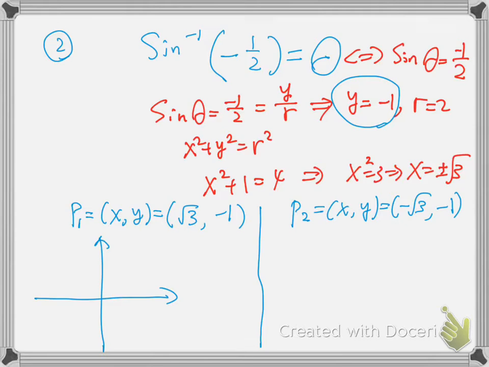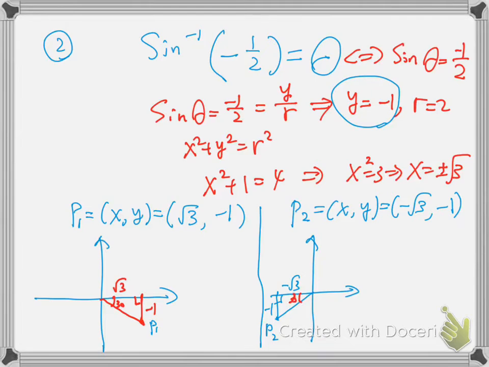Radical 3 here, negative 1, so go down. So this is our right triangle. And then for the second case, here is P1, right? P2 is negative and negative, so go here, negative radical 3, and go down, negative 1. Right triangle, so this is P2. So it's a 30-60 triangle again, so we know this angle is 30. This angle is 30.